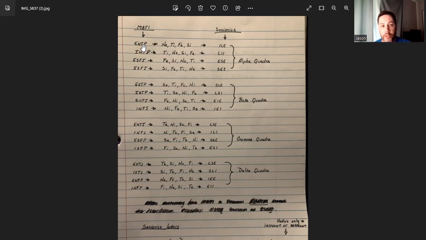So here, if you look at this, you go across: ENTP, NE TI FE SI, right? The type in Socionics is an ILE. Over here, INTP, we have TI NE SI FE. The name in Socionics is LII. ESFJ, FE SI, and we get ESE. And you see the pattern as it goes. It's just going from left to right.